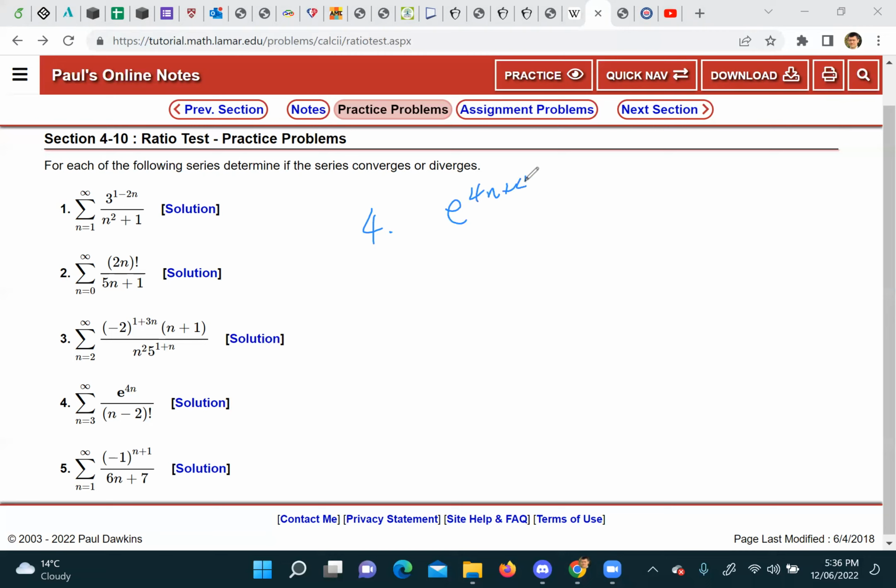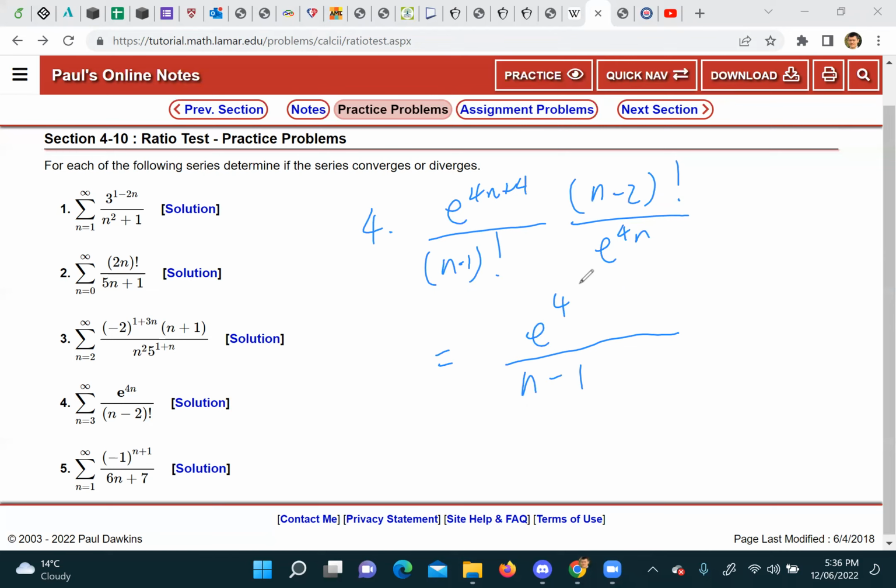Oh my god, n starts at 3. Because once n reaches a big enough number, e to the power of 4n gets so big. It can no longer sustain, so that function just cancels out: e to the 4 divided by n minus 1. In a nutshell, it converges. So this goes to 0.